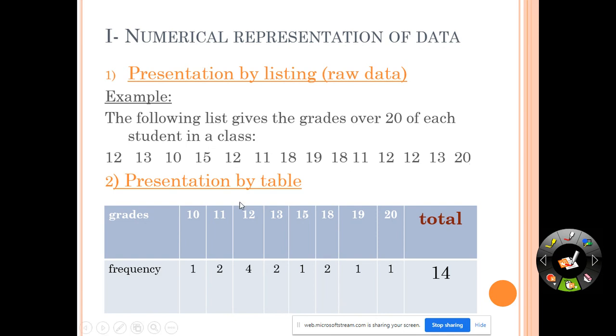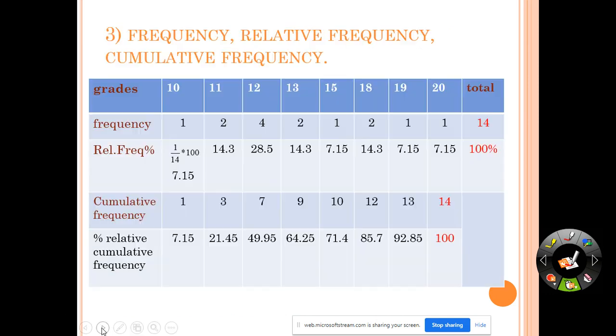So the frequency gives me how many students got 10 over 20, how many got 11. I can give it like this in a table. They can ask me about the relative frequency and the increasing cumulative frequency. They can ask you about the relative frequency, the cumulative frequency, or the cumulative increasing frequency. Relative frequency in percentage: what percentage got 10 over 20?